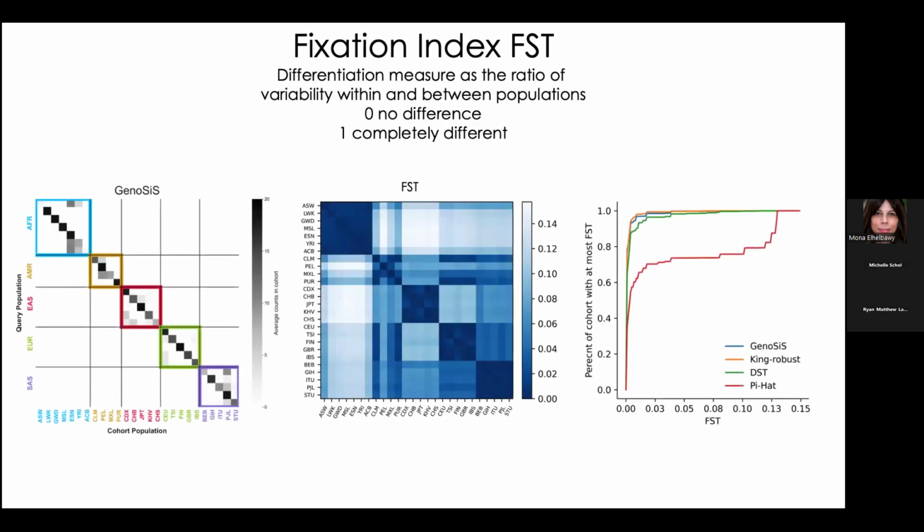And we can compare our results here to the same populations. This is for individuals and queries; this is for populations as a whole. So I take the entire population, and I compare it to another entire population, I can estimate the similarity of those. And you can see that by and large, we capture the similarity from FST. We've calculated the percent of the cohort with at most 7 FST. So we see this curve here, and we do about as well as King Robust overall. It's really hard to see, but in the most similar searches, we actually outperform King Robust. They do a little bit better as we move further away.